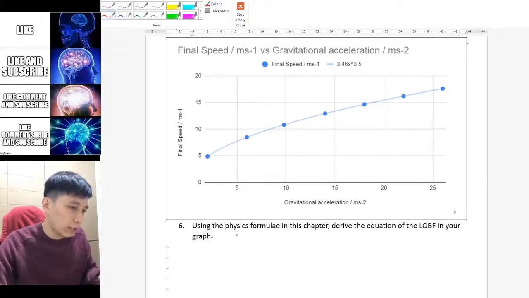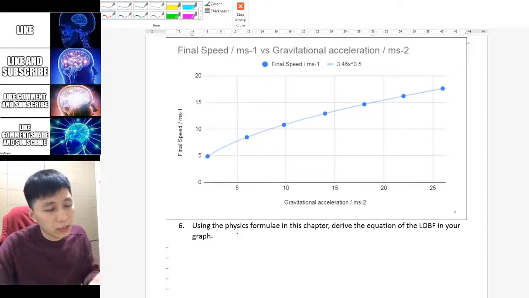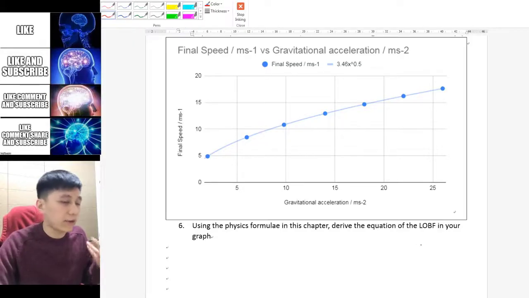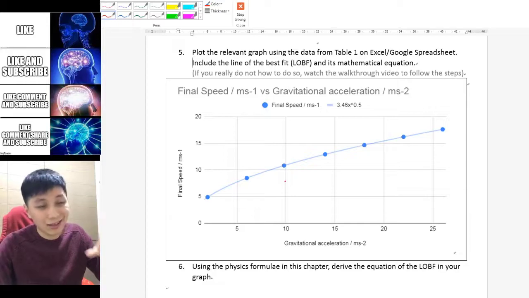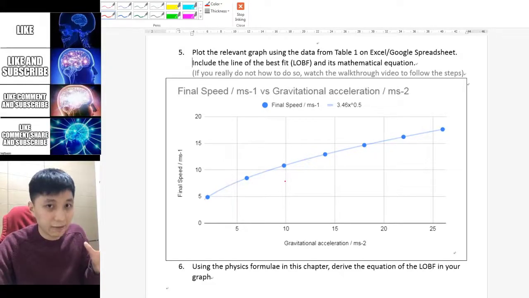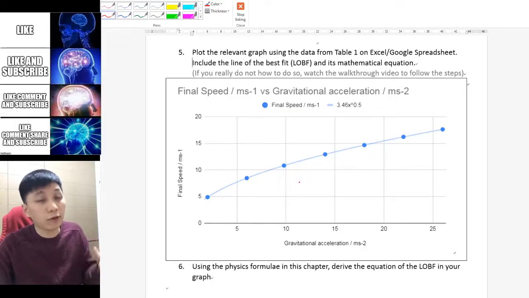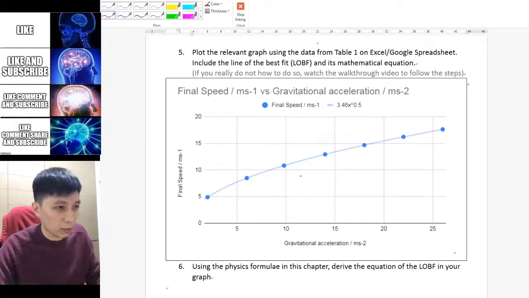The next question you can see is asking you, using the physics formula in this chapter, so probably more than one, derive the equation of the line of best fit in your graph. Remember, this is something that we did from the data, from the experiment itself, but then we can explain it using the formula that we learned earlier in this chapter.